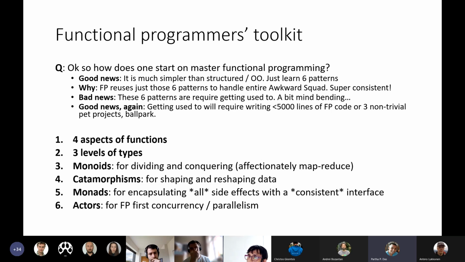Abstract them out into a library, and those were the async, map, list functions that I had shown in the sample code. They alone can handle the rest of the awkward squad. In more powerful languages like Haskell, it becomes much simpler because they have the concept of types of types, like a second order type. Bad news though, it requires some getting used to. It's a bit mind bending, and no amount of thinking through that will give you that aha moment.